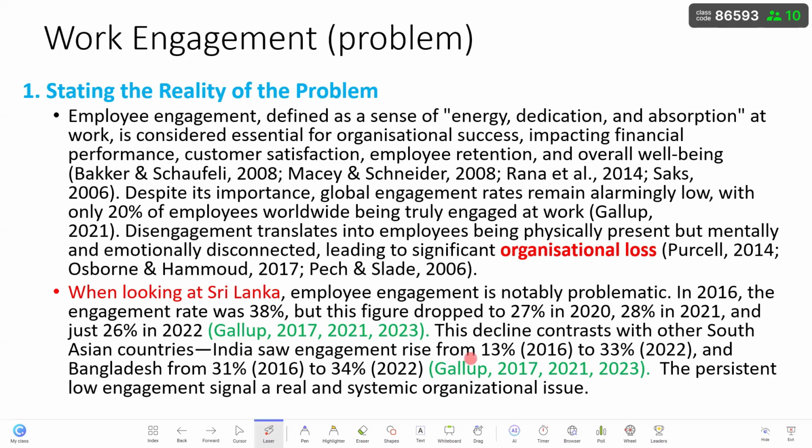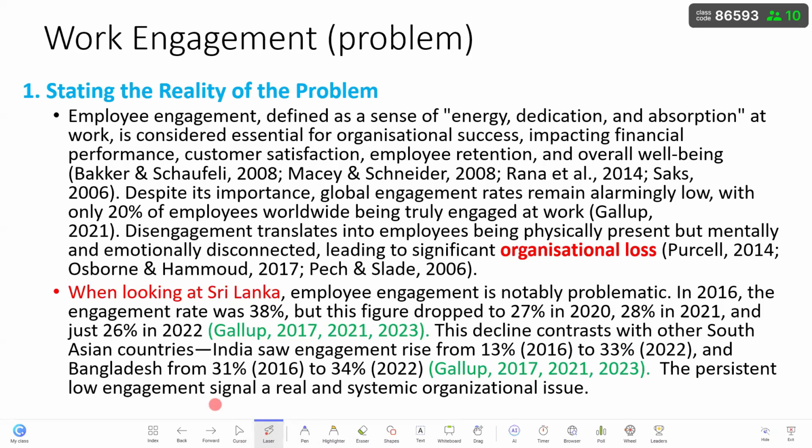India saw engagement rise from 13 to 33, right? That is a significantly high number, from 13 to 33. So India is having a big burden. And Bangladesh from 31 to 34, right? The region's employee engagement is decreasing, right? In the region as well, from the Gallup report. Those evidence were taken from the Gallup report.